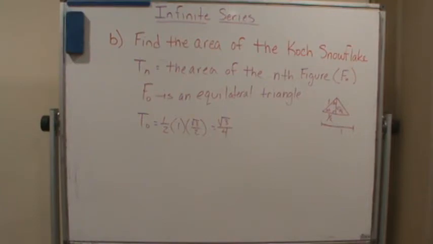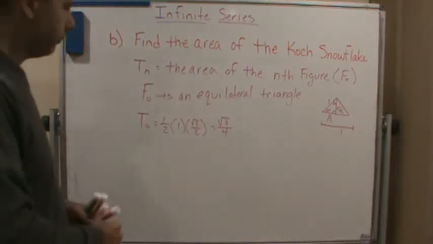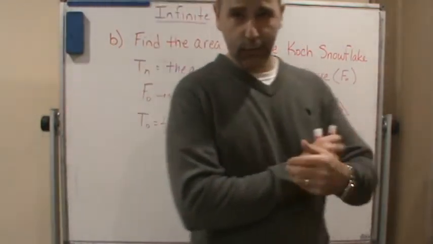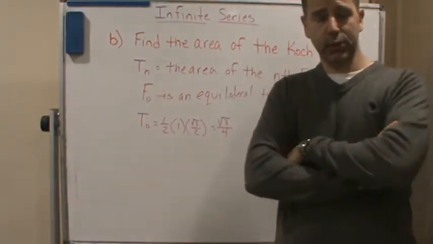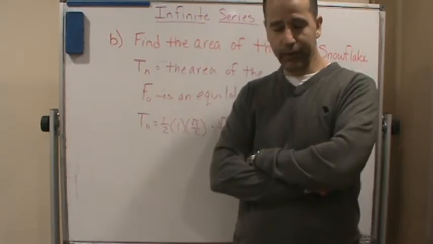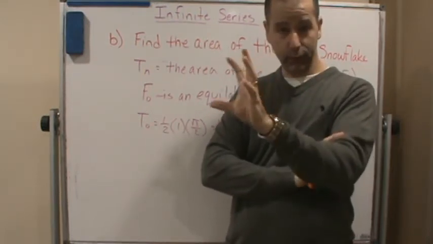Now, for n greater than or equal to 1, what do we have? Well, since the lengths of the sides of the new triangle are 1/3 of the length of the side of f sub n minus 1, right? So again, if you go back to the diagram in your notes or in the textbook, or if you looked it up on the internet, look at the diagram of the Koch Snowflake or different iterations of the figures.